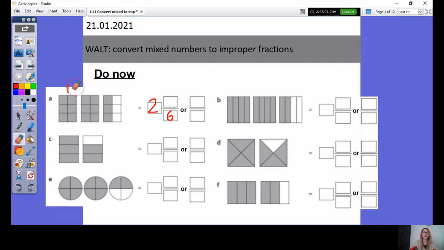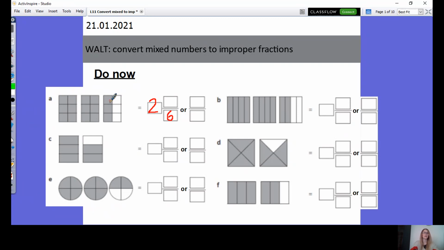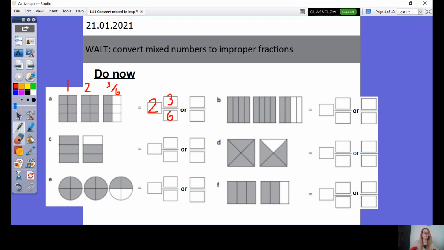And then finally, I need to make sure I count how many parts are left over. So I have 1, 2, 3 parts left over. There are 3/6 shaded in the last shape. So in total, I have 1, 2, and then 3/6 shaded on this shape. 2 wholes and 3/6. Okay, so hopefully we've remembered that from our previous lesson.